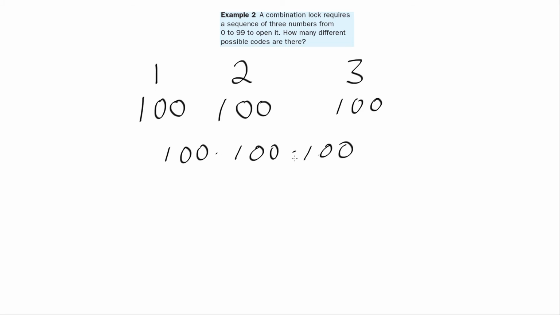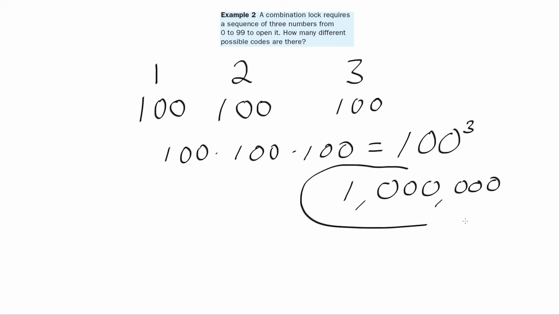Well, we've seen this before. This is repeated multiplication, which leads us to powers. So it's 100 cubed, or 100 to the third power. And 100 to the third power gives us 1 followed by 6 zeros: 1, 2, 3, 4, 5, 6. That'd be 1 million is our solution. So there are a million different possible codes in the 0 to 99 sequence.